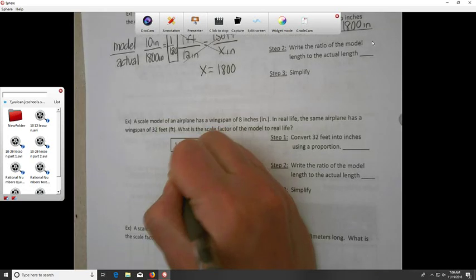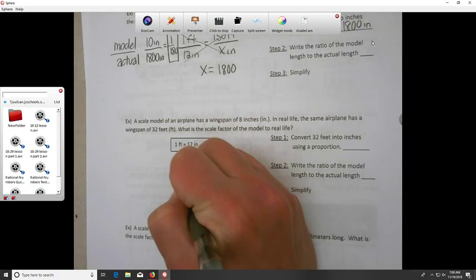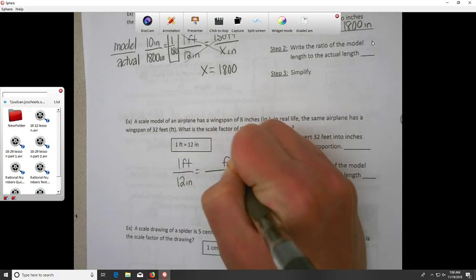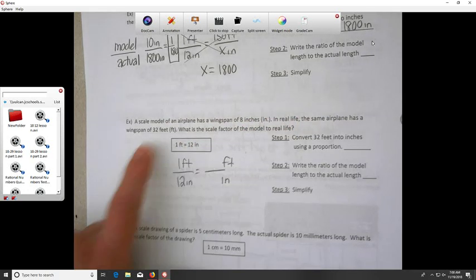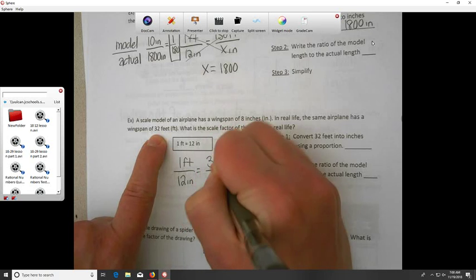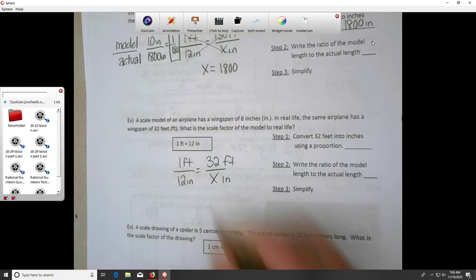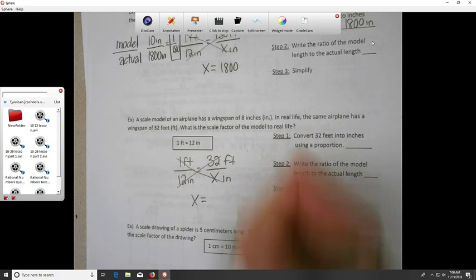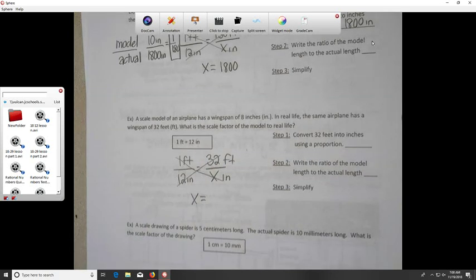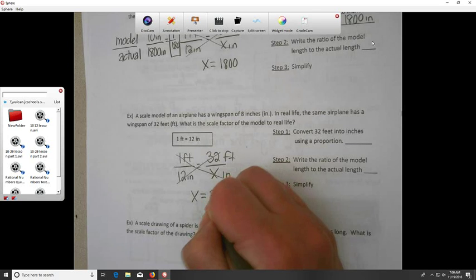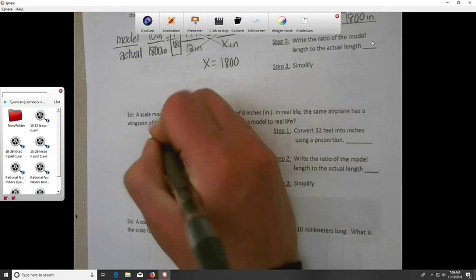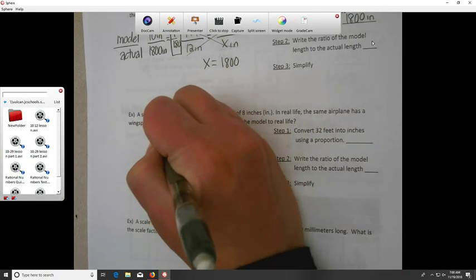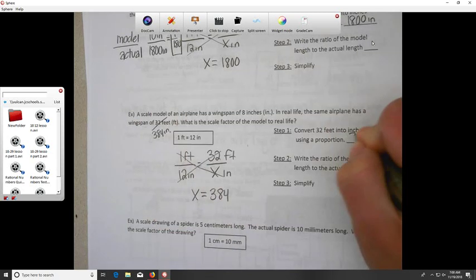So again, I can set up a proportion. 1 foot is 12 inches, and then I'll line up feet with feet, inches with inches. We have 32 feet, and then I'll put an X for the inches. And then if I cross multiply, 1 times X is just X, or 1X. 32 times 12 is going to give you 384. So we just changed 32 feet into 384 inches.